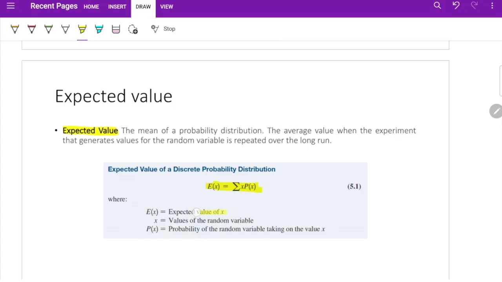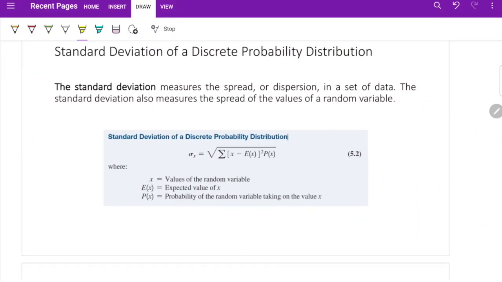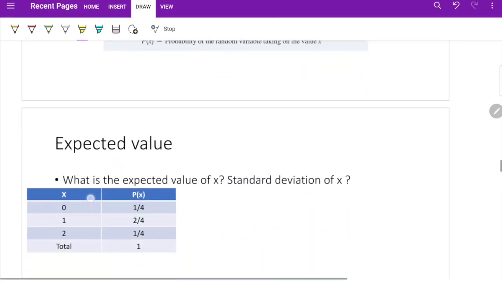E of x is the expected value of x. x is the values that the random variable takes. P of x is the probability that the random variable takes on the value x. We're going to have an example. The other thing is the standard deviation of the probability distribution. We still can find the standard deviation, right? How to calculate the standard deviation? Using this formula. I will be using Excel, the table. We will be constructing this in Excel. So I'm going to record another video with an example of how to find the standard deviation, but maybe we can do one by hand quickly right now.